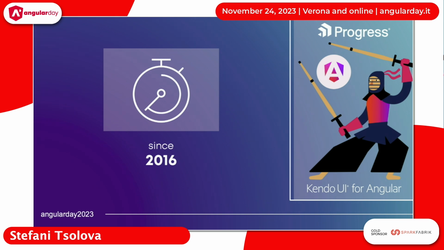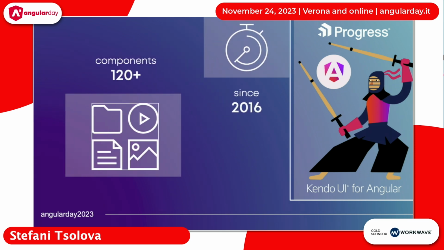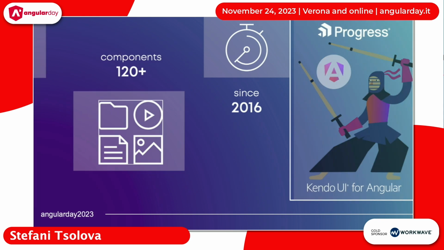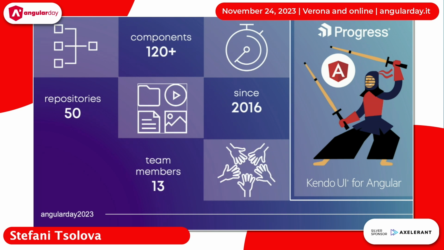Kendo UI for Angular has been around since 2016. Nowadays it has more than 120 components, and those components, prior to the migration, used to live in about 50 separate repositories. The team currently consists of 13 members, and we also have a couple of friendly neighborhood guys that are pitching in, and they did just that while helping us set up our monorepository.